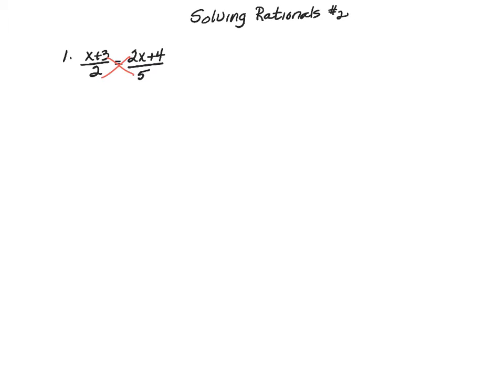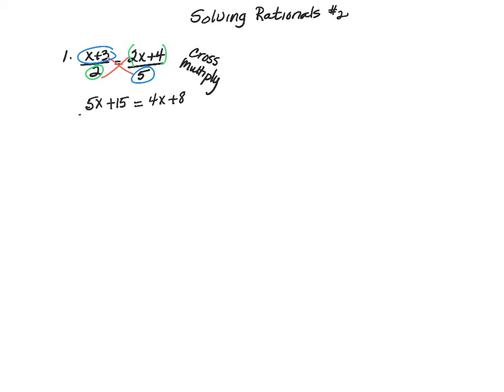It's exactly what I'm going to do. I'm going to say this 5 times the x plus 3. 5 times x will give me 5x. 5 times 3 is 15. All right, that's going to be equal to, I'm going to take the 2 and multiply it by everything up here. So 2 times 2x is going to give me 4x, and 2 times 4 is 8. So again, remember, the only thing that I did is cross multiply. Remember that.